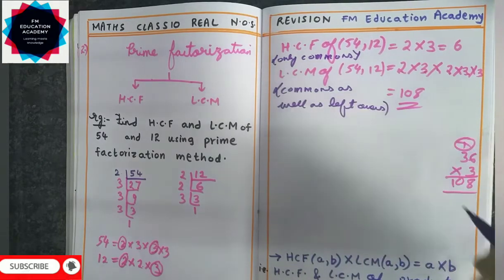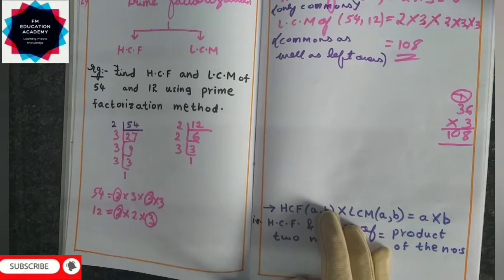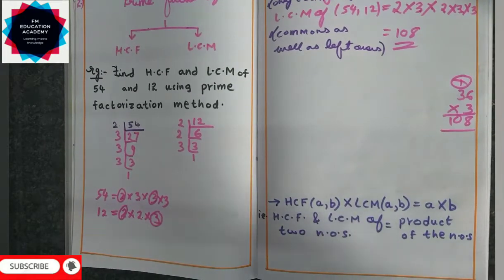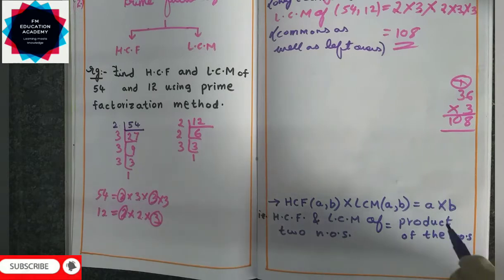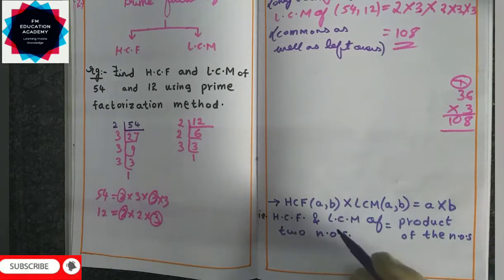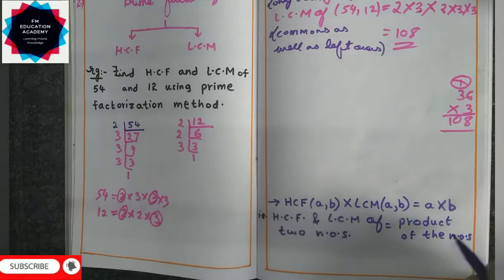Now you have a more important concept related to HCF and LCM. Suppose the HCF of two numbers and the LCM of two numbers are given to us in the question. Then if you multiply that HCF and LCM, you can find the product of the two numbers. That is, HCF times LCM of two numbers is equal to the product of the numbers.